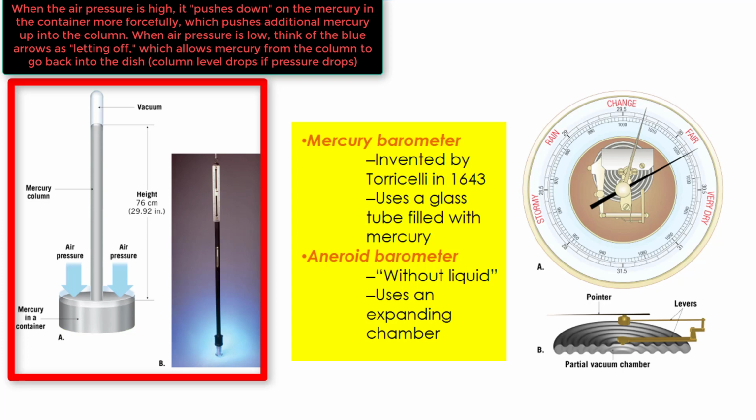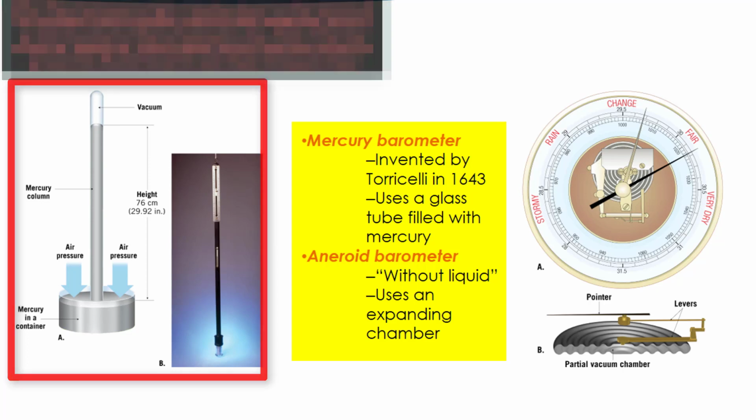By that same token, if the air pressure were to decrease, we would see less pressure acting on the mercury in the dish. You can almost imagine those arrows as letting off a little bit, and when that's the case, the mercury level in the column will decrease, because more of the mercury will be able to fill the dish, now that there's not as much air pressure acting on the mercury in the dish.